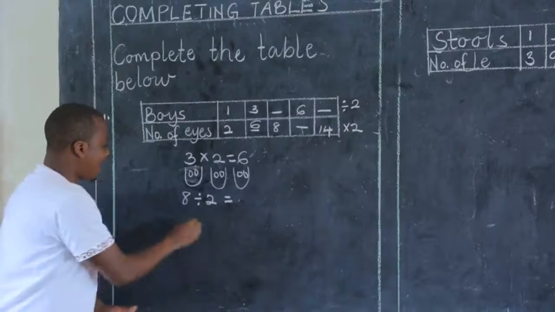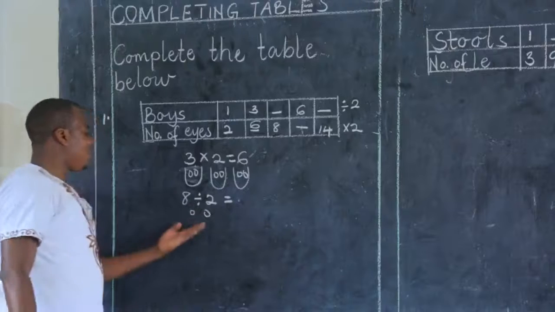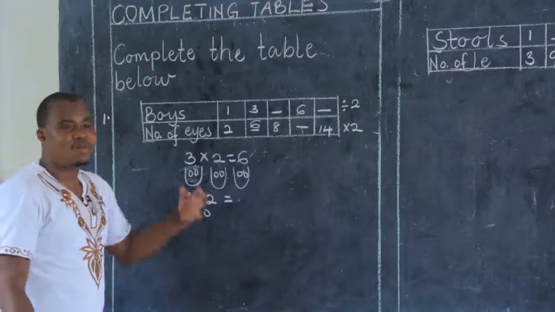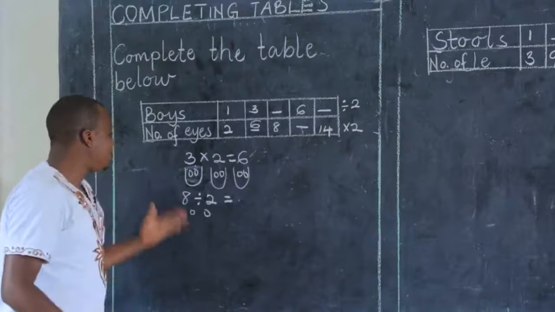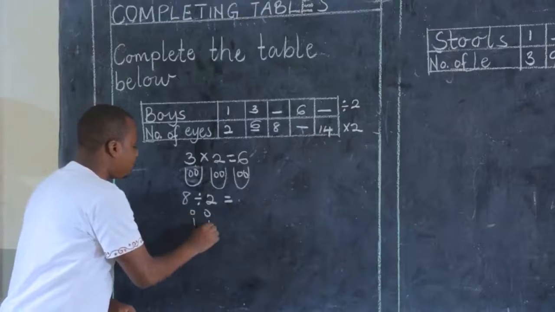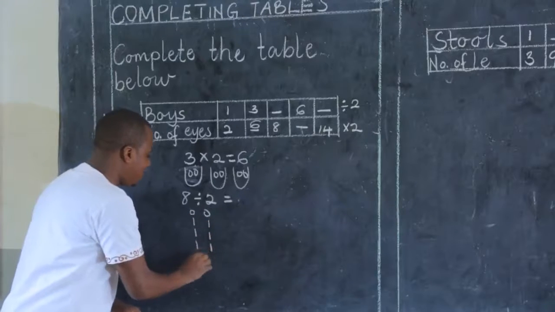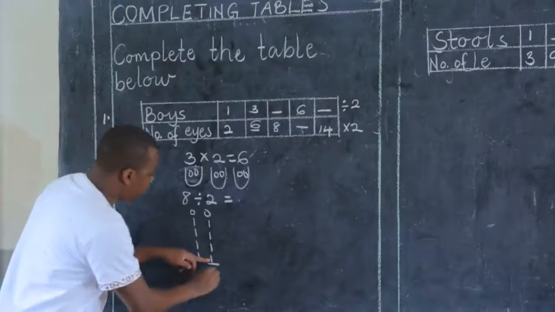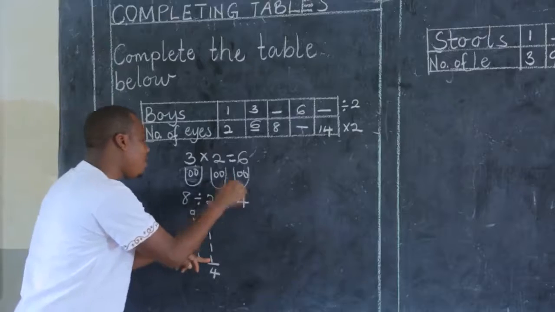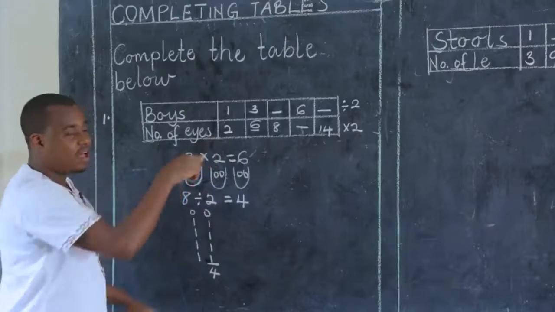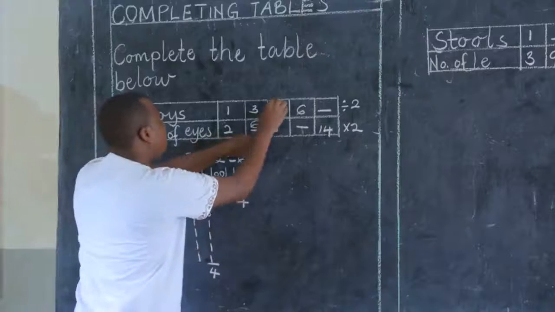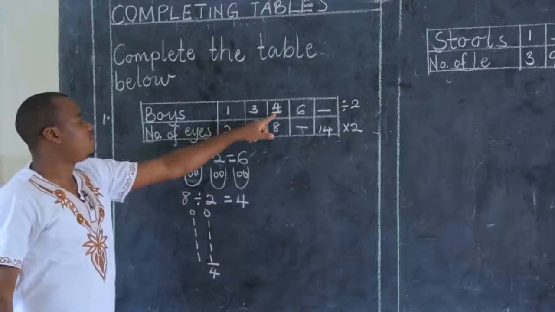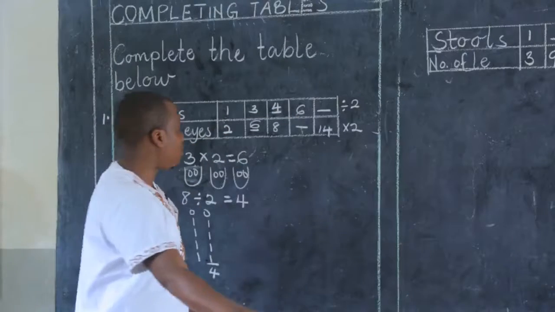Let's divide together. I'm going to have here 1, 2, and I give each one up until I finish all the 8 mangoes, all the 8 oranges, all the 8 eyes. So I'm going to have 1, 2, 3, 4, 5, 6, 7, 8. So how many do we have here? 1, 2, 3, 4. So after getting 4 here, go and complete your table. So I have 4, so I'll come and fill in there. So I've finished. Here I have 6, here I've got 4. And we are still moving to the next one.